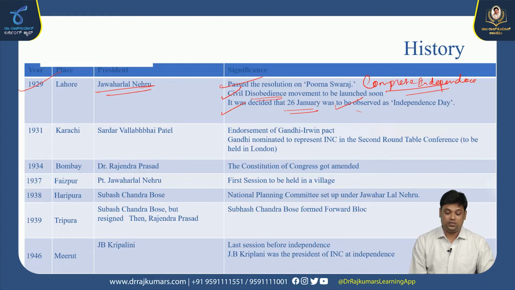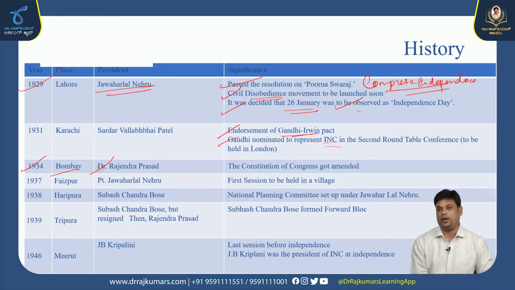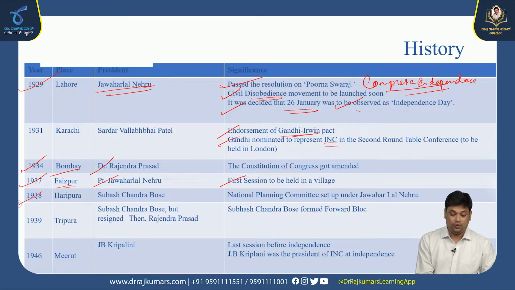1931 Karachi Congress session, Sardar Vallabhbhai Patel, to endorse the Gandhi-Irwin Pact. Gandhi was nominated to represent the INC at the second Round Table Conference, which happened in London. 1934 Bombay, Dr. Rajendra Prasad: the constitution of Congress was amended. 1937 Faizpur, Pandit Jawaharlal Nehru: the first session to be held in a village, Faizpur. 1938 Haripura, Subhash Chandra Bose: the National Planning Committee was set up under Jawaharlal Nehru.